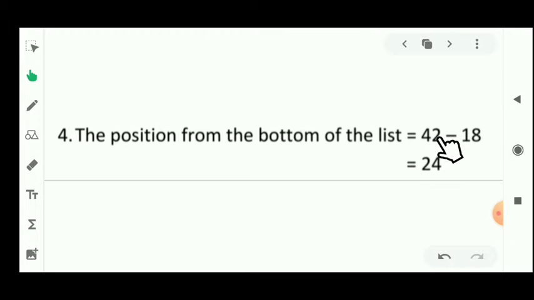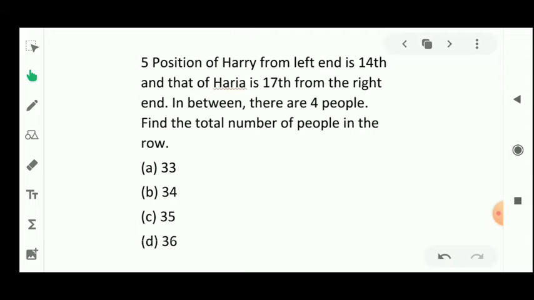When we find out the position from the bottom, the total number of employees was 41. So we add 1 to the total employees. That means 42 will be the new total, and the top position should be subtracted from it, that is 18. So after subtracting, its value will be 24. So his position from the bottom of the list will be 24. Now let's see the next question.